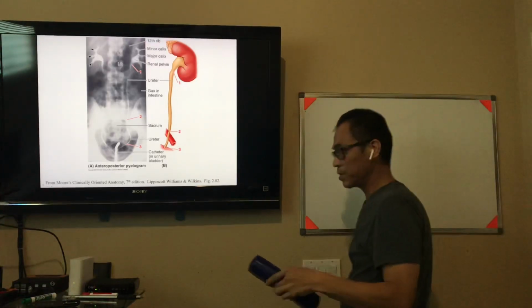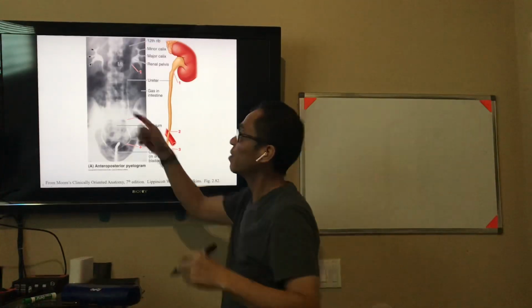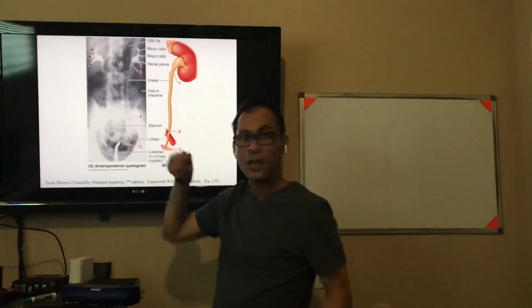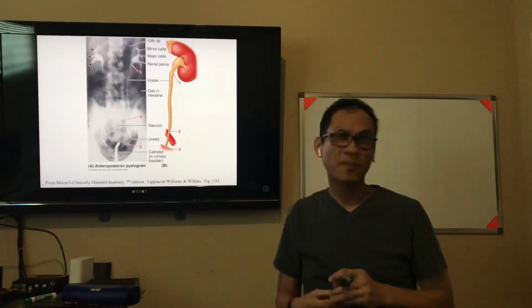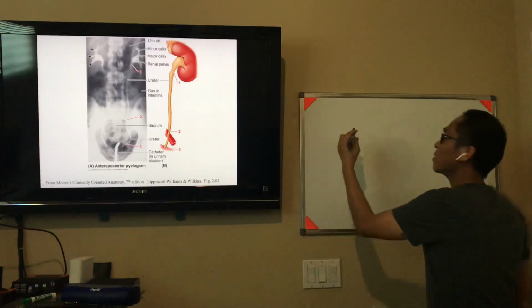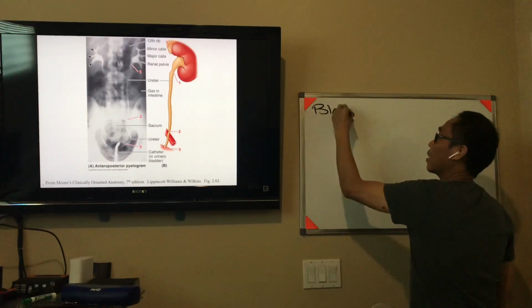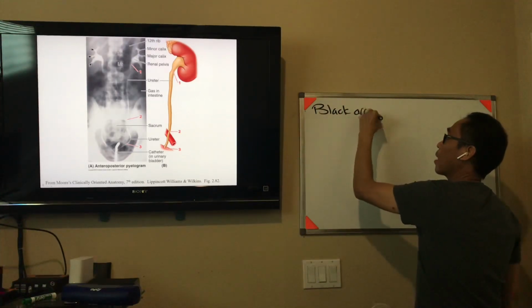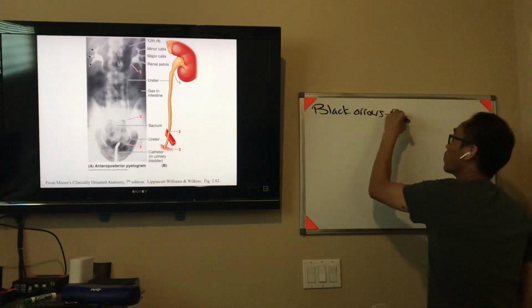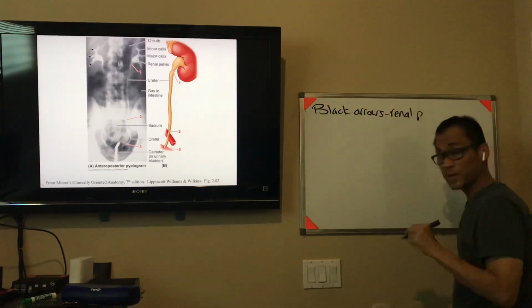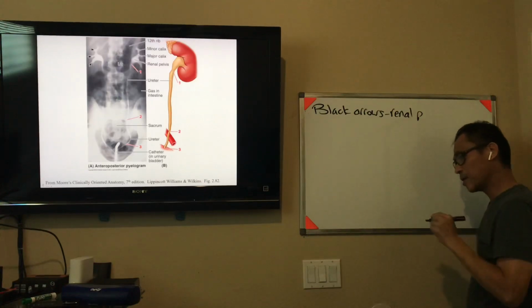If you look at the top, you see these three black arrows. These black arrows indicate the renal papilla bulging into the minor calyces. Remember the renal papilla, that's the first place you got urine. The minor calyces collect the urine.